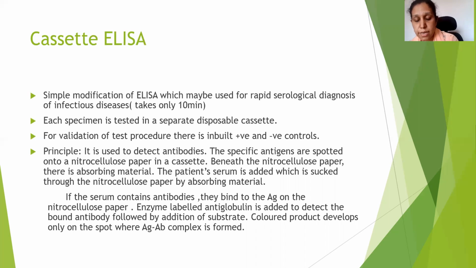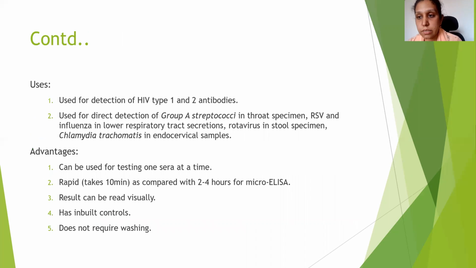So this cassette ELISA, you will be getting this in your exams too, because in HIV we are using this cassette ELISA. So what we do is, there is a square-like cassette, and on that a nitrocellulose pad is placed, and on it the antigens are coated as dots, and we put the sera and then the enzyme substrate. So if color develops, that means the antigen antibody reaction has taken place and it is positive.